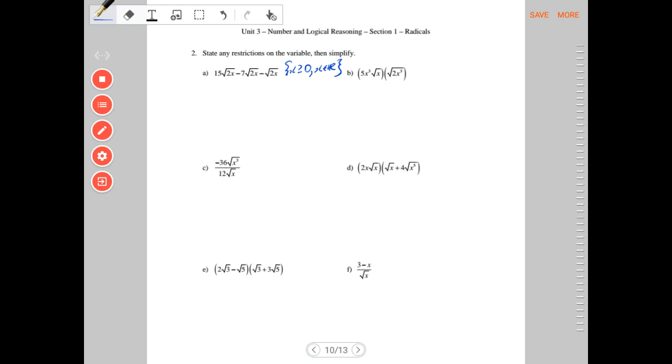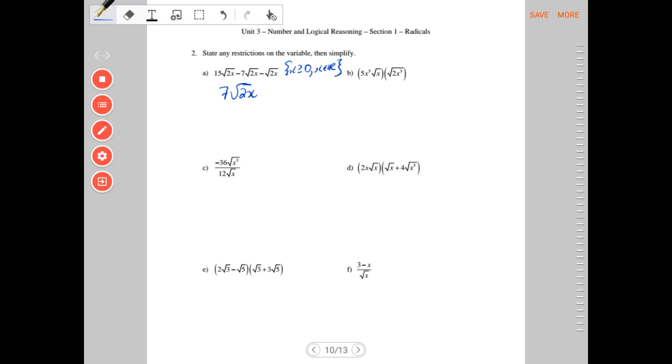My index is all square rooting, and my radicand is all 2x, so I can just subtract the coefficients. 15 take away 7 is 8, and 8 take away 1 is 7. So my answer here is 7 times 2 root x, and I cannot simplify 2 root x because I don't know if 2 is not a perfect square, and x doesn't seem to be either.